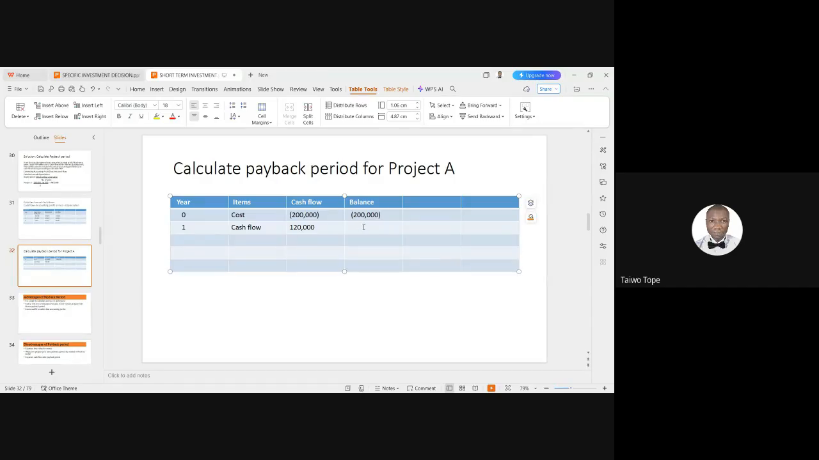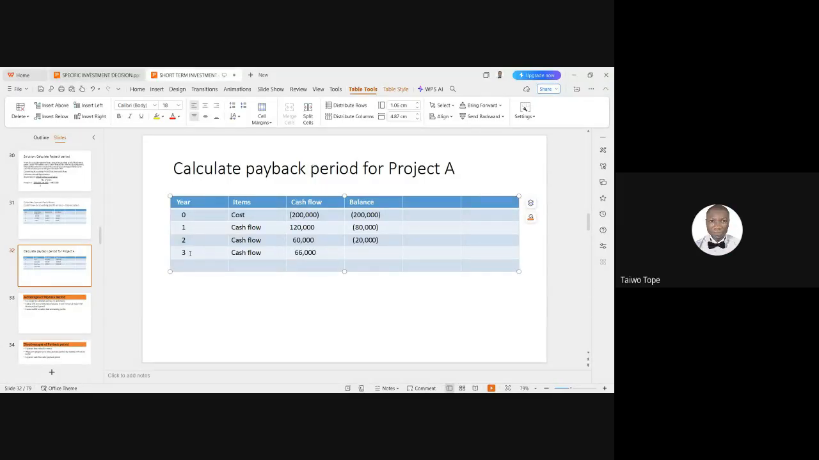How much do you have left to get? 80,000. In year 2, your cash inflow is what? 60,000. 60,000 out of 80,000, 20,000 left. As at year 3, your cash flow is what? 66,000.